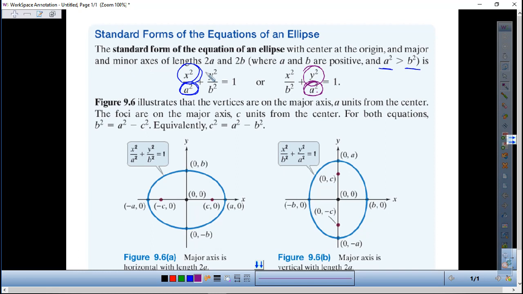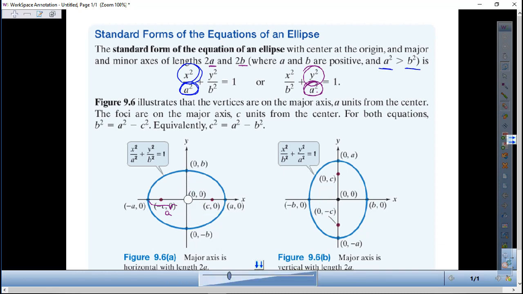Now, the lengths of the minor and major axes are also based on the values of a and b. So on this one, we've got a squared. We're going to go out a in this direction, and we're going to go out a in this direction to get to our major vertices. Our b, which is our smaller number, we're going to go from the origin up and down, since this is a horizontal major axis. And you'll notice over here with this one, it's exactly the opposite. Because the a squared is under the y, we're going to go up a and down a to get our major vertices, and left b and right b to get from your center to your minor vertices.